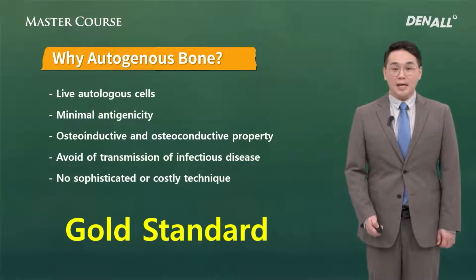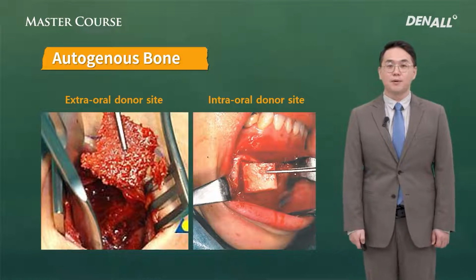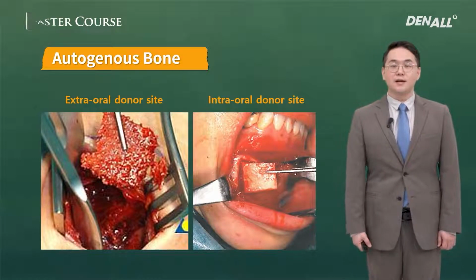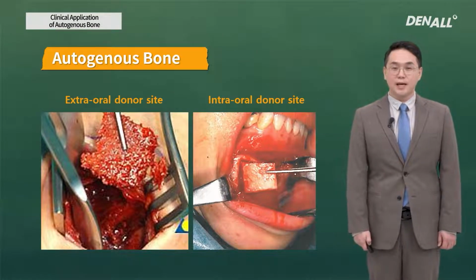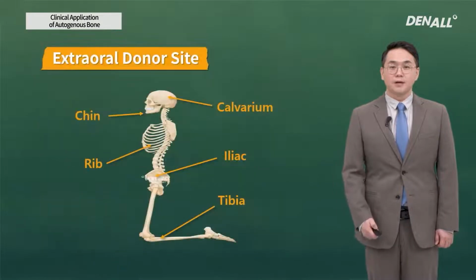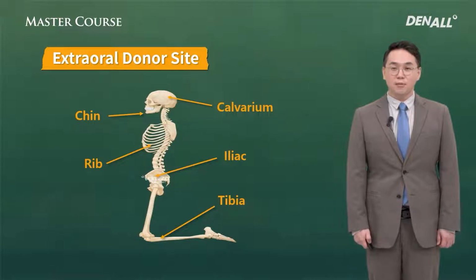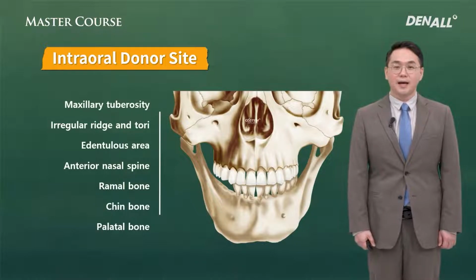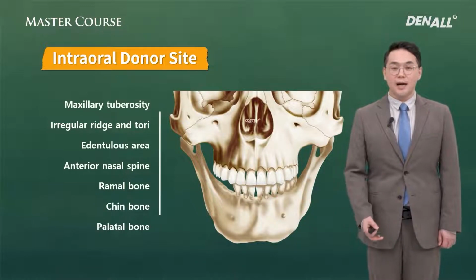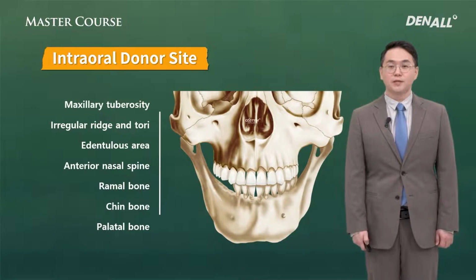Depending on the donor site, extraoral and intraoral donor sites exist. In a local clinic, it is not easy to harvest the bone extraorally, so mostly it is obtained in the mouth. Extraoral donor sites are not used very much clinically, so let me skip them. We can take bone in various areas: maxillary tuberosity or anterior nasal spine can be the donor sites. In the lower jaw, ramal bone and chin bone can be harvested.